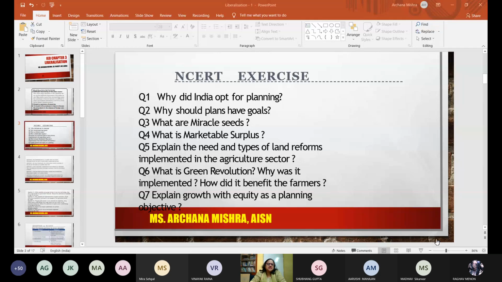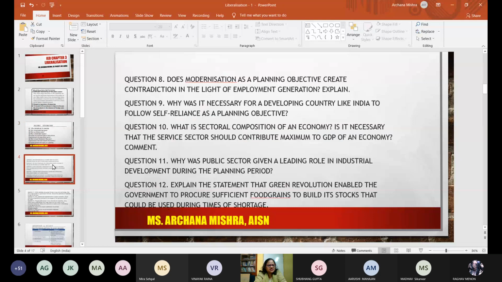Then what is green revolution, children? Very important question. Again, we have discussed this. Growth with equity also we have discussed. So let us see some more questions which are there in NCERT. We have already answered in the previous sessions. So let's discuss. Does modernization as a planning objective create a contradiction?